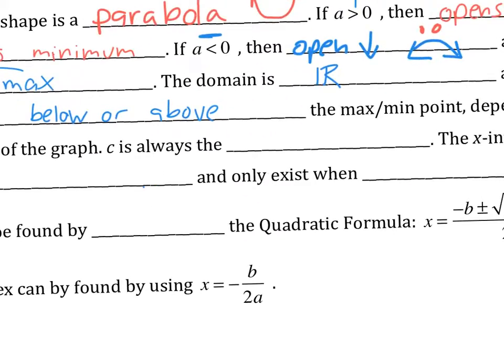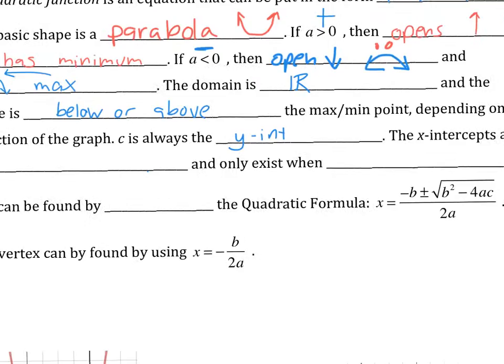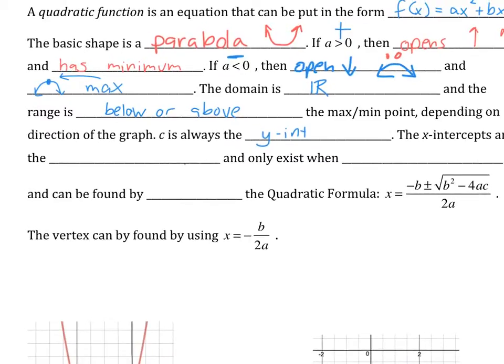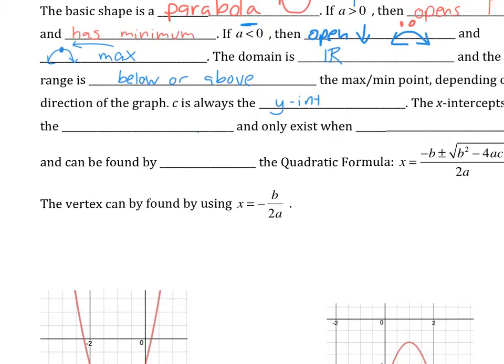Next, something else you may or may not have remembered. C is always the y-intercept. No matter what C is, that's where the graph crosses the y-axis. We often will say that the x-intercepts, we also call them the solutions. Sometimes they're called roots, etc.